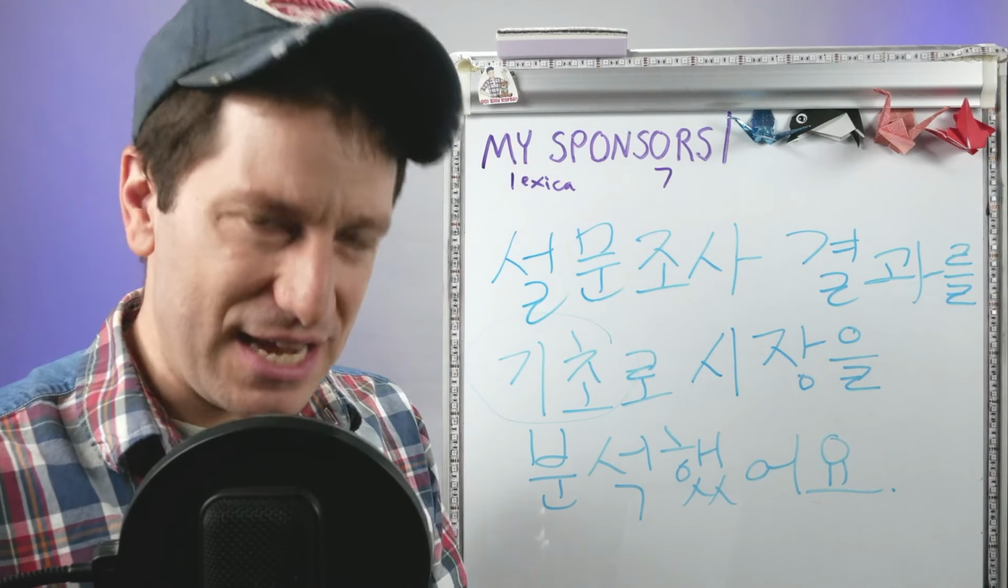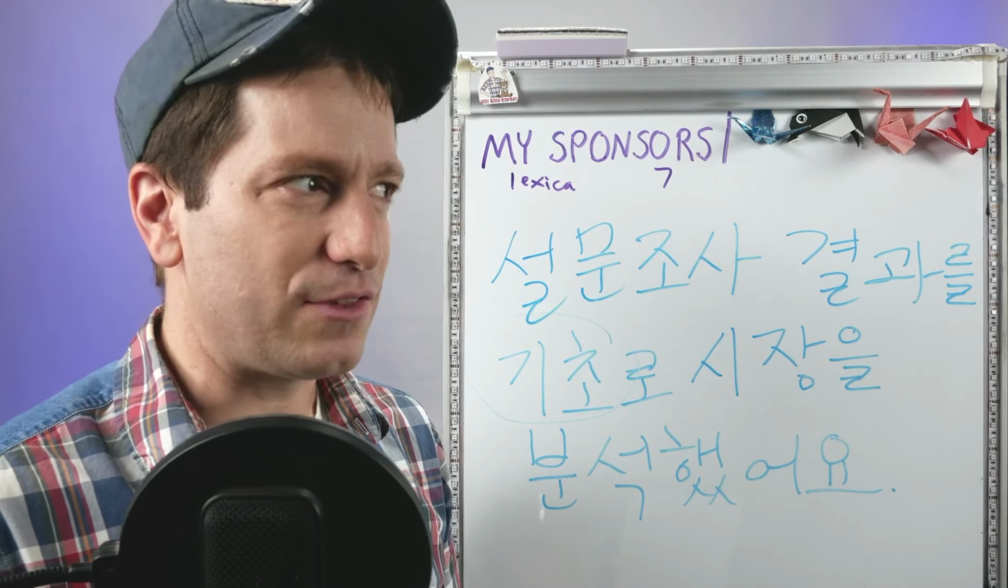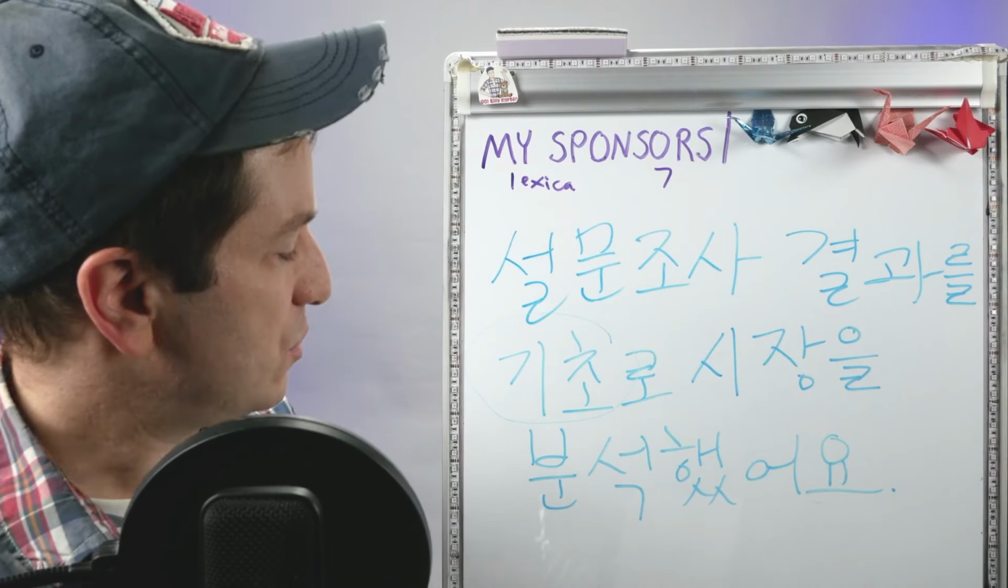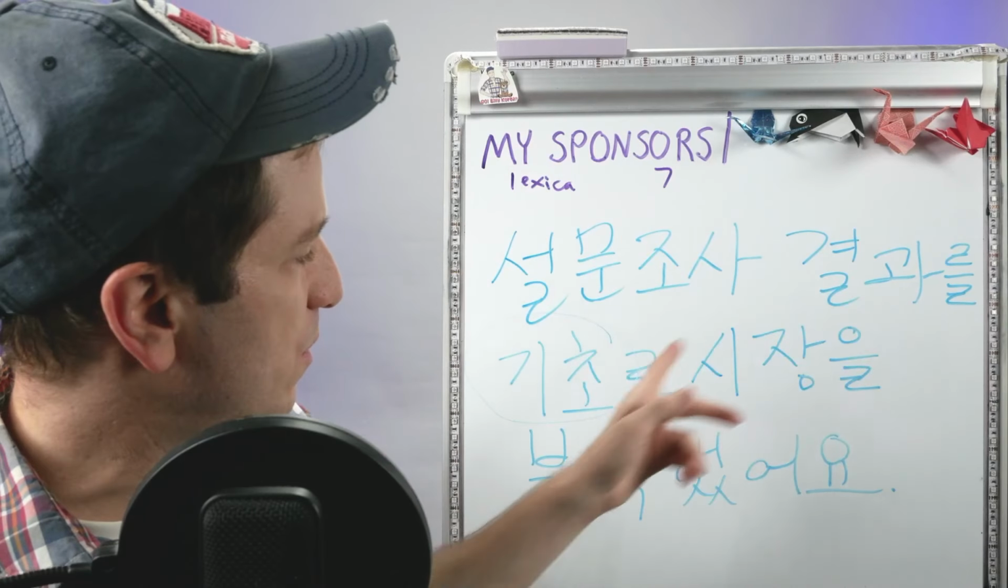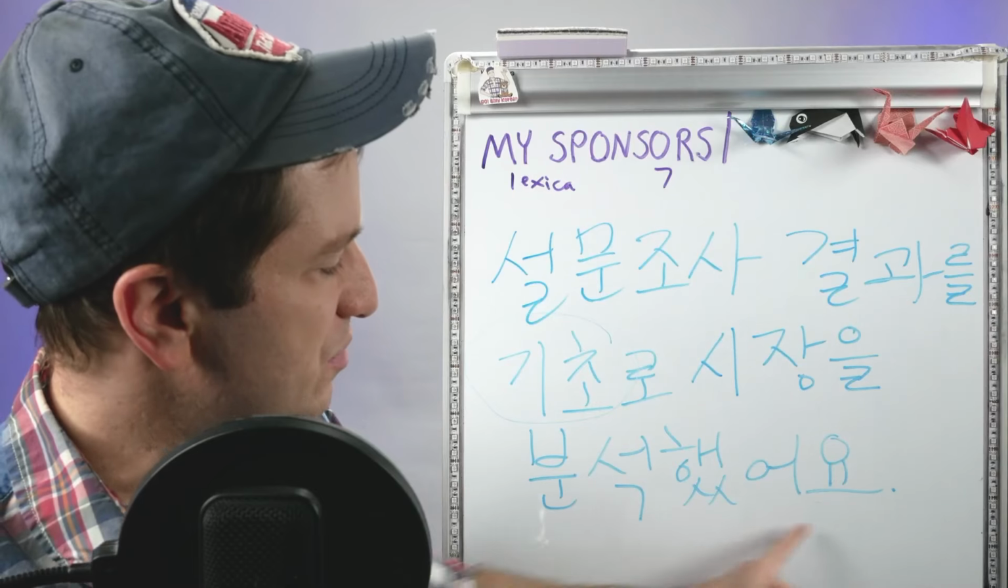So it still means like based on, but it has the nuance now of like, that was the first thing that I did. So I analyzed the market based on the results of the survey. 설문조사 결과를 기초로 시장을 분석했어요.